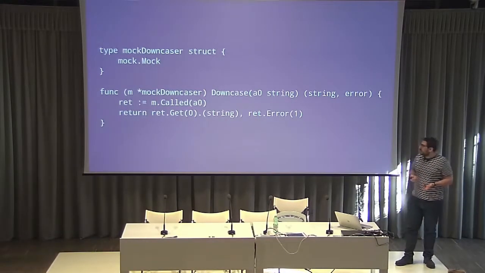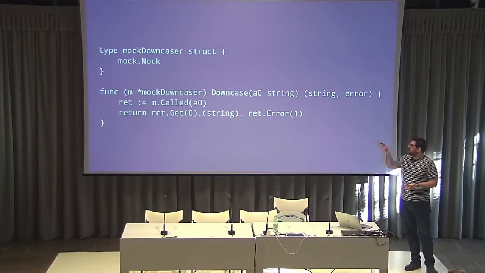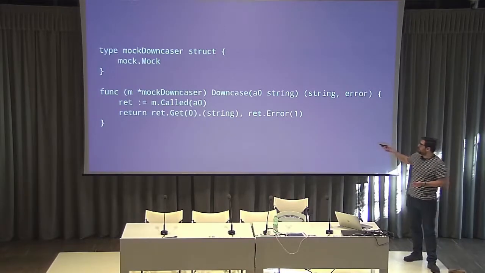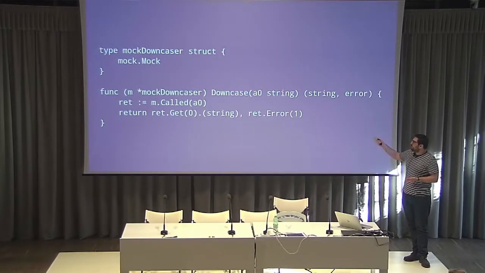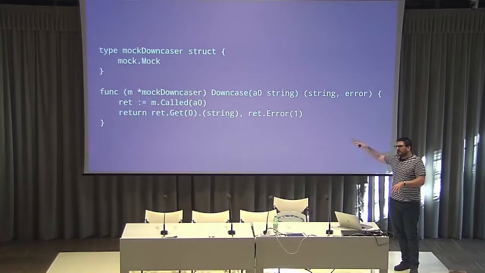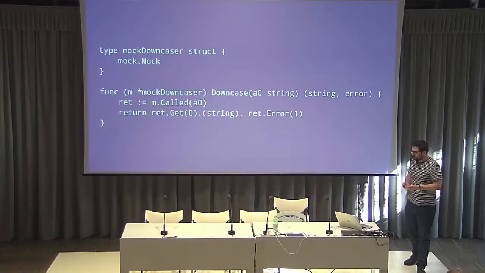But with Testify, when you implement the mock, you had to do something like this. You have the mock downcaser, you are embedding the mock from Testify, and then you had to implement that downcase method and make these weird calls inside the downcase method. And you had to do this with all the methods from the interface.